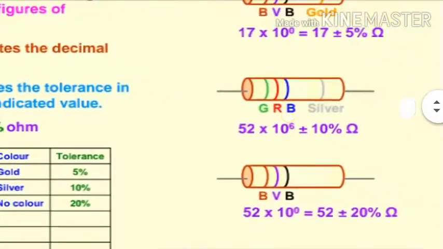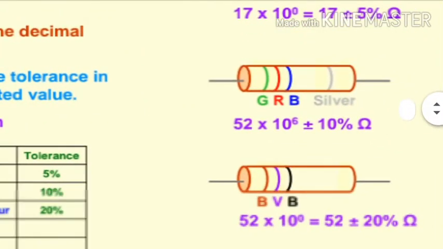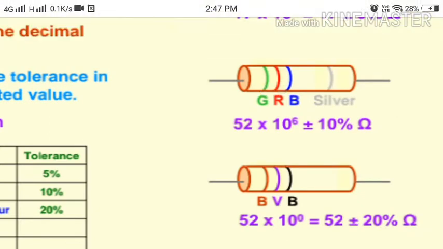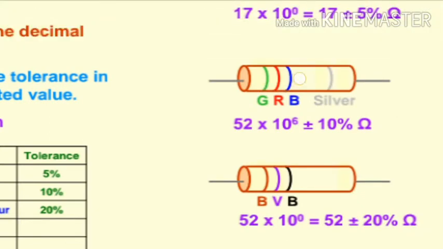It means the total resistance of this resistor will be 17 plus minus 5% ohm. Okay, if we see in the second resistor, then first color is green, second color is red, and third color is blue, and the fourth, which indicates the tolerance, is silver.